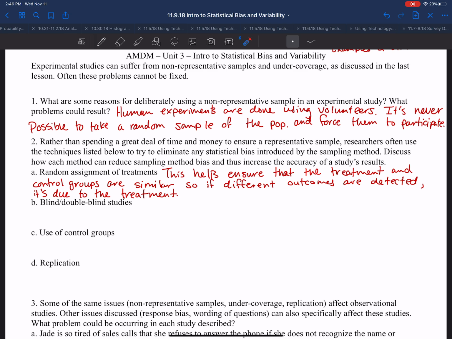Now, blind and double-blind studies. Here, I'm going to change color just so that way we have different colors on here. But blind and double-blind studies, so you've heard these before. Blind and double-blind just means that either just the participants are blind, meaning they don't know what's going on, or maybe even double-blind, where the participants and the researchers are blind, so they don't know either. Basically, these ensure more accurate reports.